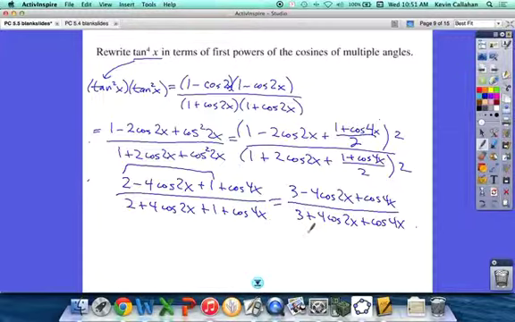Okay. So then you've got half angle formulas. What is it that makes it a half angle formula? You've got the u over 2 here and the u inside. So this angle is half the angle of that angle.